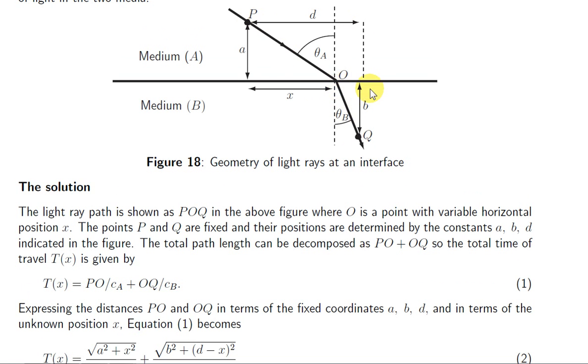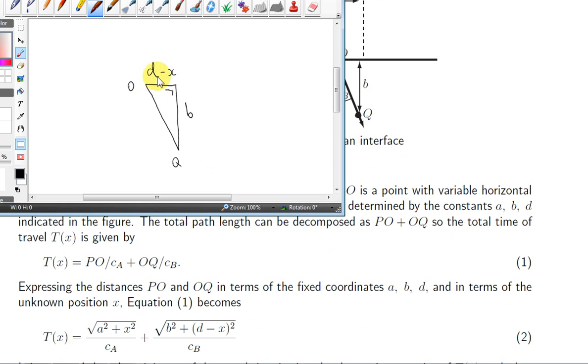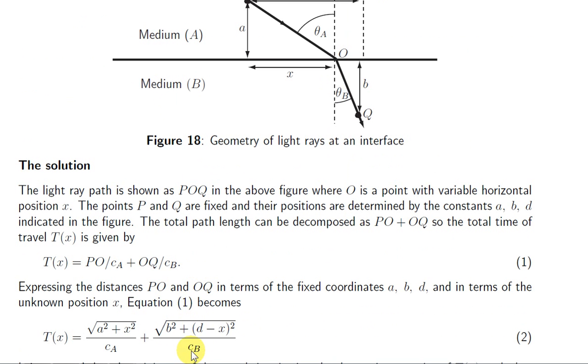So if we look at this right angle triangle here, we can see that the horizontal side of it is d minus x, this distance here. So we have to square the two short sides of this right angle triangle. So here's the picture. We get b squared plus d minus x squared. Square them, sum them, and take the square root, and that's the distance of O to Q in terms of x. And we divide that distance by the speed of the light in medium B, which is CB. So the only variable in this is x. X is what we have to determine. A, B, D, CA and CB are constants.